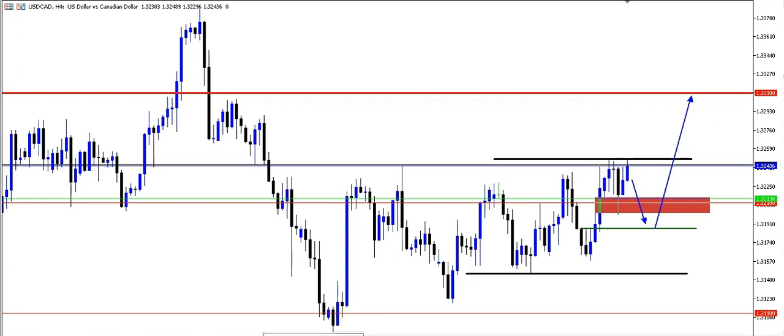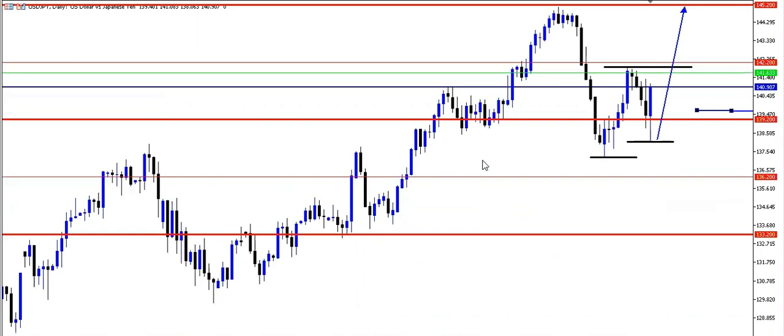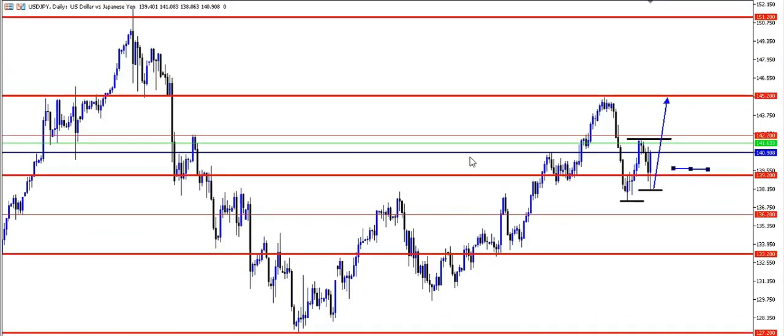Then lastly, let's look at this Ninja USDJPY. This is daily. So clearly, as we can see, this thing has been bullish. And then we now see this thing is just going up. So the trend clearly is bullish. So what is it?